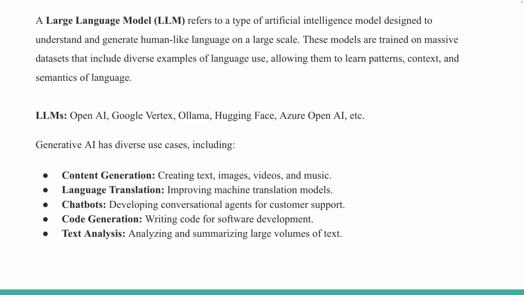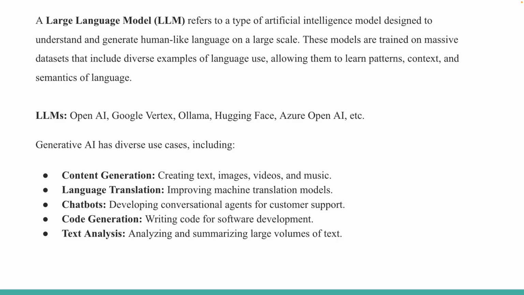Some of the popular large language models are OpenAI, Google's Vertex, and Azure OpenAI. There are also some open source LLM models like Ollama, Hugging Face, etc. So where are we going to use this generative AI? When we talk about generative AI, maybe we want to generate some text, or we want to generate content like images and videos. So where can we use this generative AI technology?